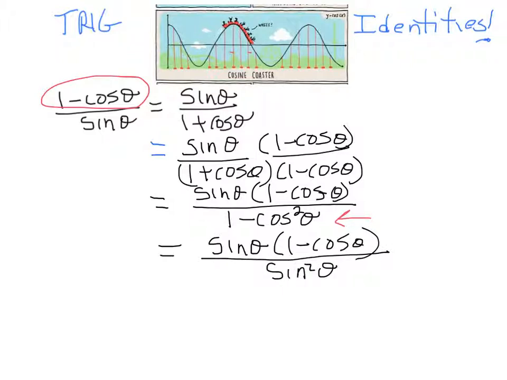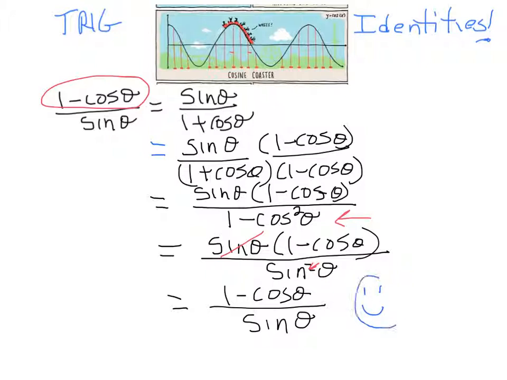And you guys that are on the ball can see what's going to happen now. One of these sines is going to cross out with one of those sines. And that's going to leave me with 1 minus cosine theta all over sine theta. And lo and behold, it looks like what I wanted it to look like on the left side. So there we go. We did our identity.